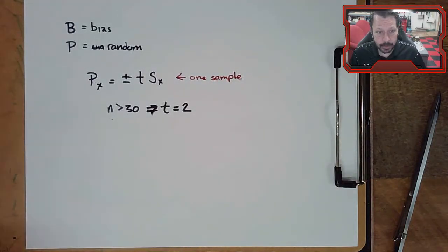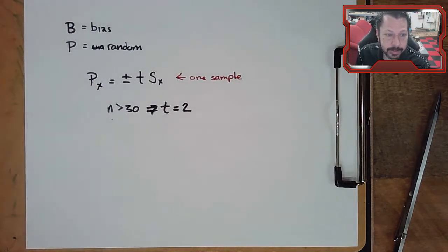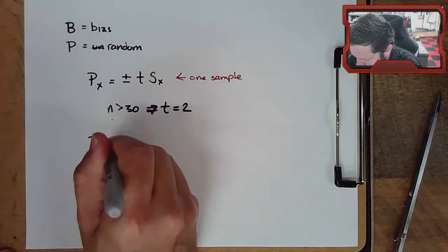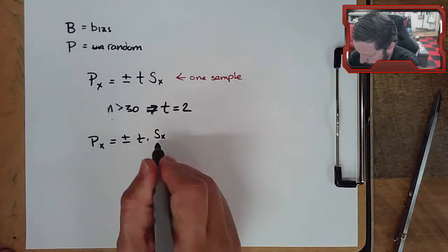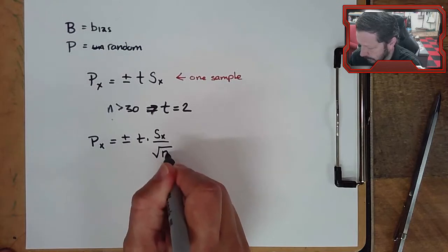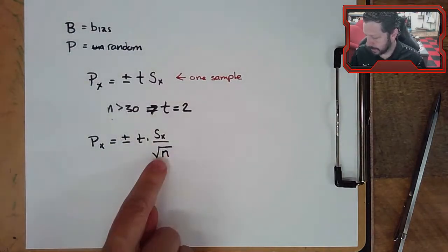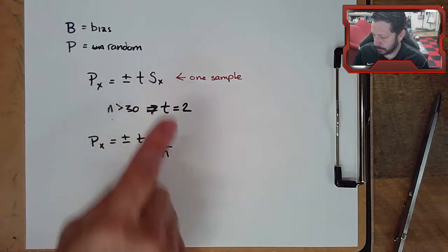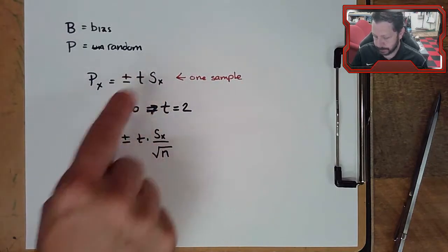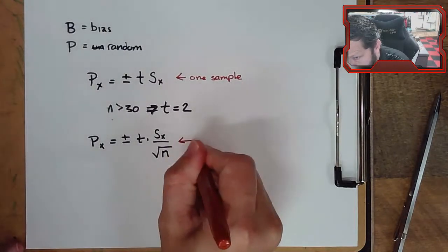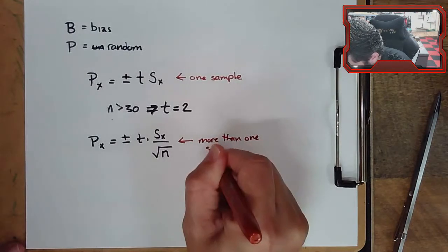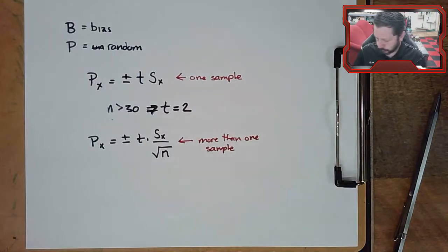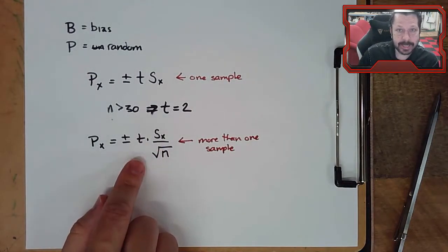If we did have more than one sample, to find the random uncertainty of a mean value, an average value, is equal to plus or minus t times that standard deviation over the square root of the number of samples. So again, the square root of one sample would be the square root of 1, so it'd be over 1, which sends you back to this equation. But this one would be more than one sample. Okay, and we've seen this before. We saw this kind of thing last time.